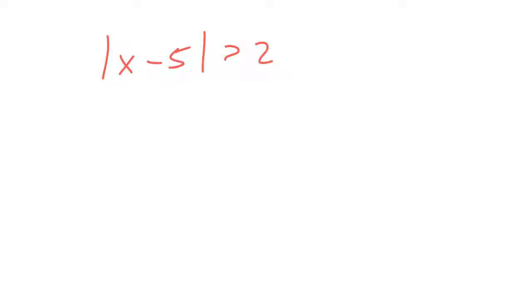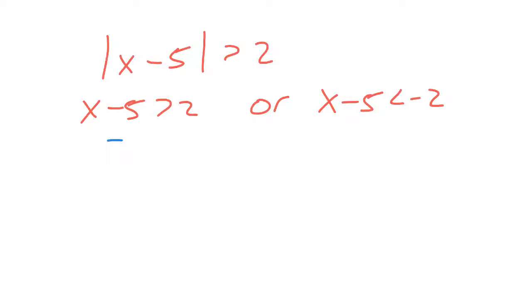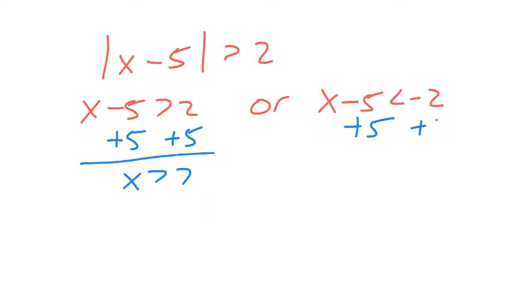Okay, this one will be real fast. We want to set up the first inequality, x minus 5 is greater than 2, or x minus 5 is less than negative 2. So we will solve by adding 5 and get x is greater than 7. Add 5 and get x is less than 3.